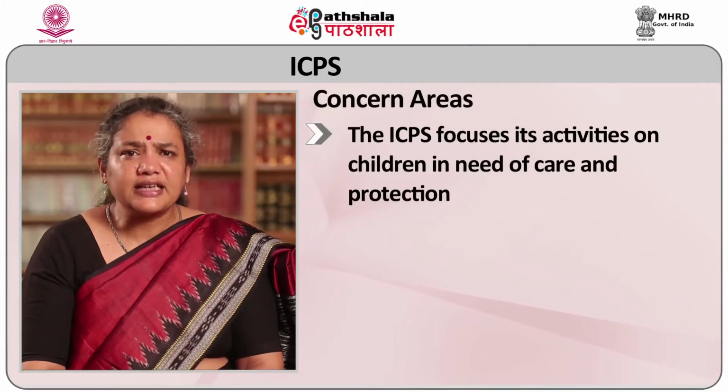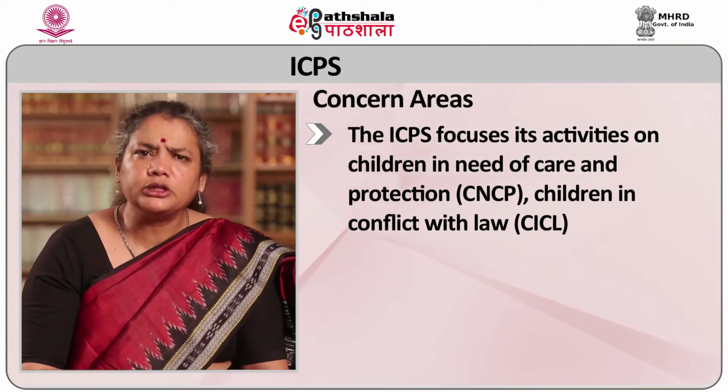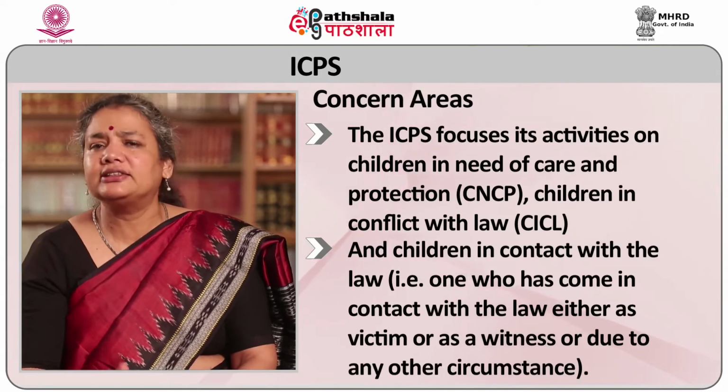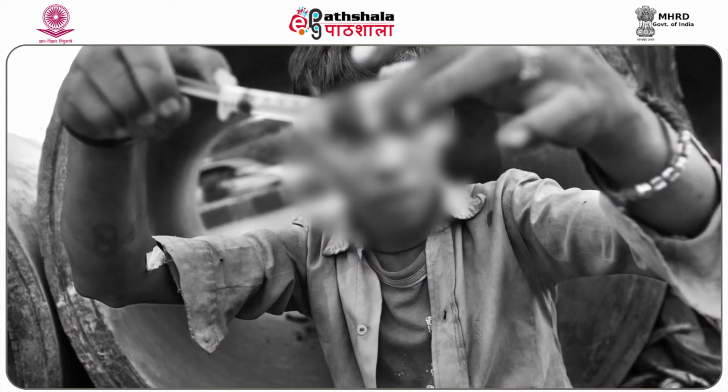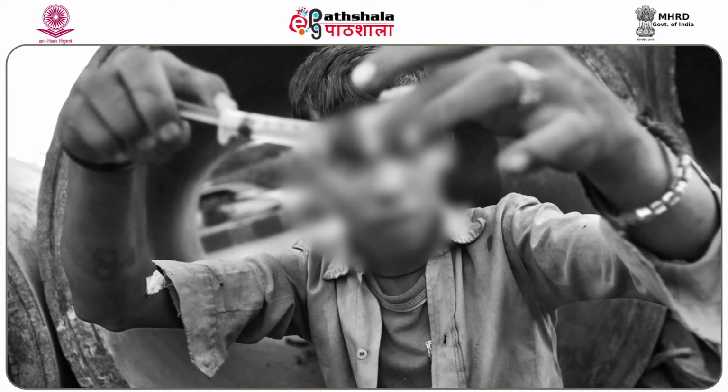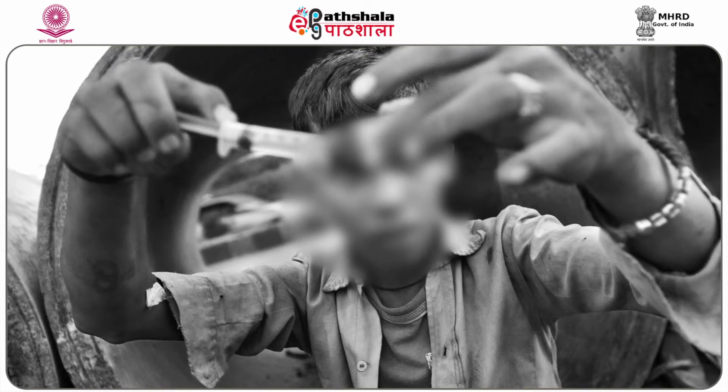The ICPS focuses its activities on children in need of care and protection, children in conflict with law, and children in contact with the law, that is, a child who has come in contact with the law either as a victim or as a witness or due to any other circumstance. The ICPS also provides preventive statutory care and rehabilitation services to any other vulnerable child, including but not limited to children of potentially vulnerable families and families at risk, children of socially excluded groups like migrant families, families living in extreme poverty, scheduled castes, scheduled tribes, and other backward classes, families subjected to or affected by discrimination, minorities, children infected and or affected by HIV or AIDS, orphans, child drug abusers, children of substance abusers, child beggars, trafficked or sexually exploited children, children of prisoners, and street and working children.